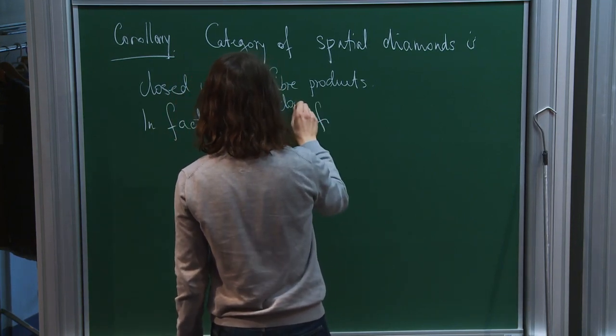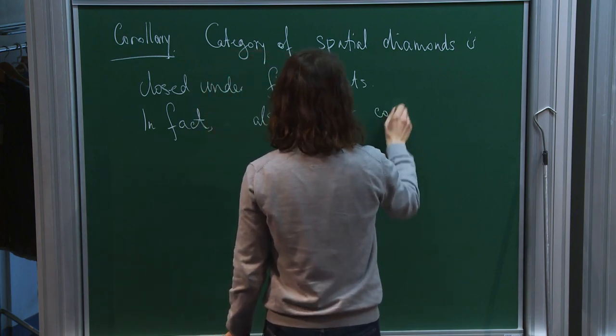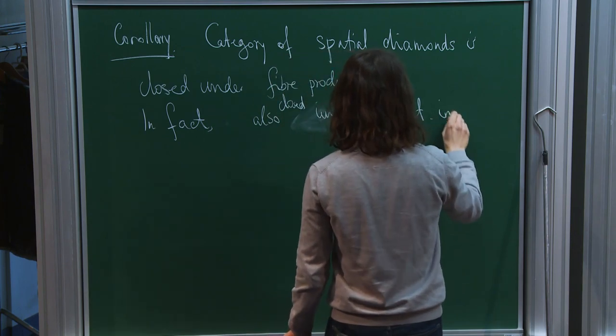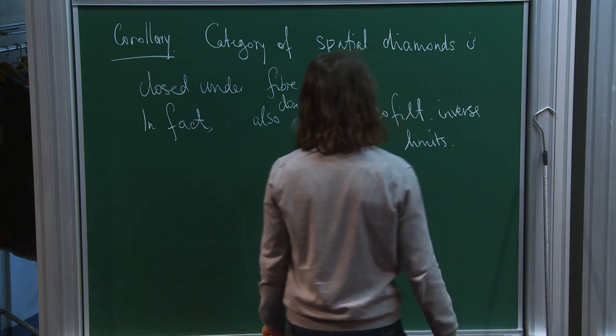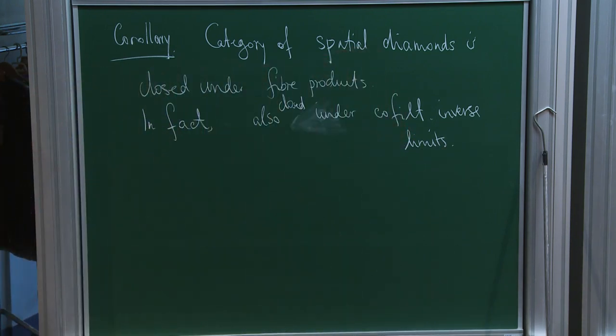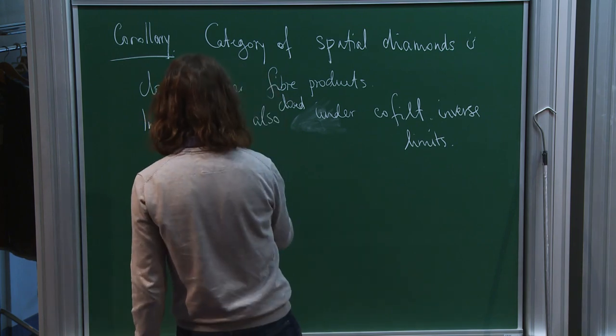It's also closed under co-filtered inverse limits. Kernels of double arrows are also allowed. Kernels of double arrows exist. And kernels of double arrows, and so all connected limits.